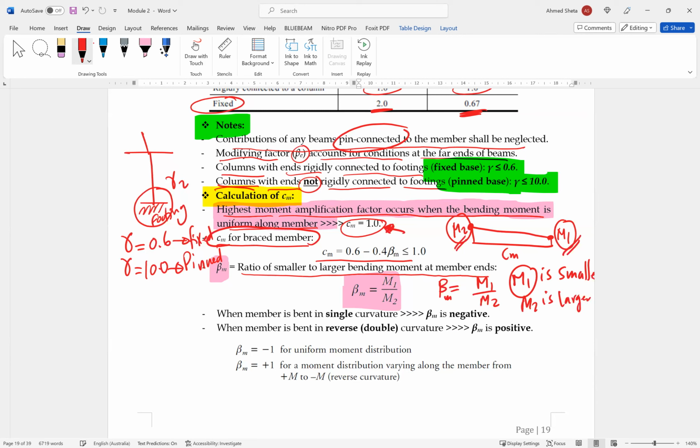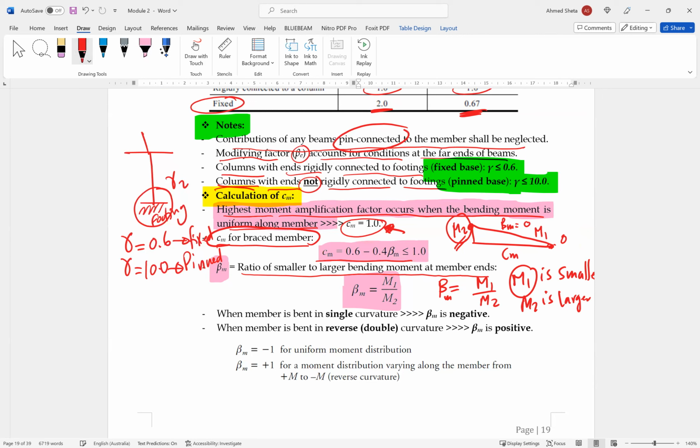Because in some cases, sometimes maybe M1 is equal to 0. Let's say the moment here is 0. So beta M in this case will be 0 as well. So beta M is the smallest moment over the largest moment. After we get beta M, you can get Cm.